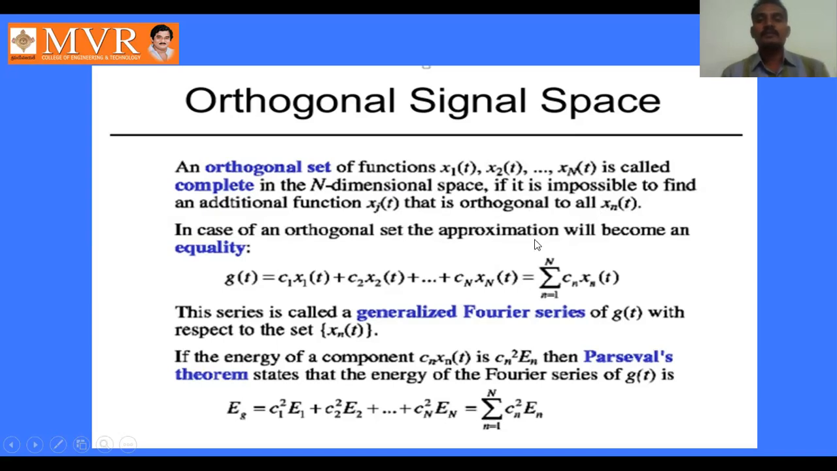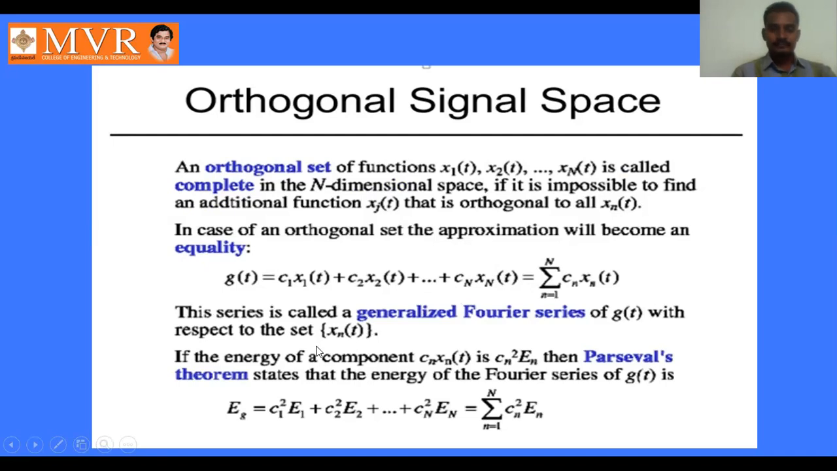The approximation will become an equality, that is g(t) = c1 x1(t) + c2 x2(t) + c3 x3(t) up to cn xn(t). This is nothing but a summation over n from 1 to n of cn xn(t). This series is called a generalized Fourier series. So what is that series? g(t) = c1 x1(t) + c2 x2(t) up to cn xn(t) is called the generalized Fourier series of g(t) with respect to the set xn(t).